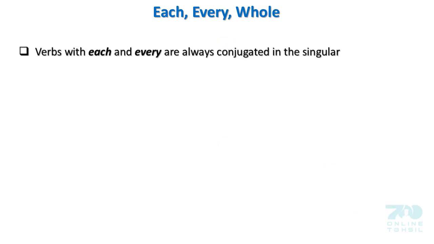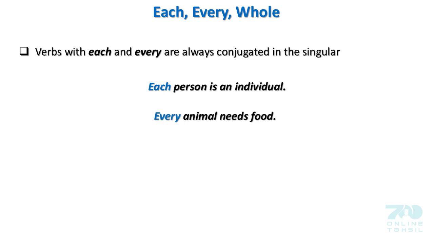Verbs with each and every are always conjugated in the singular. Each person is an individual. Every animal needs food.